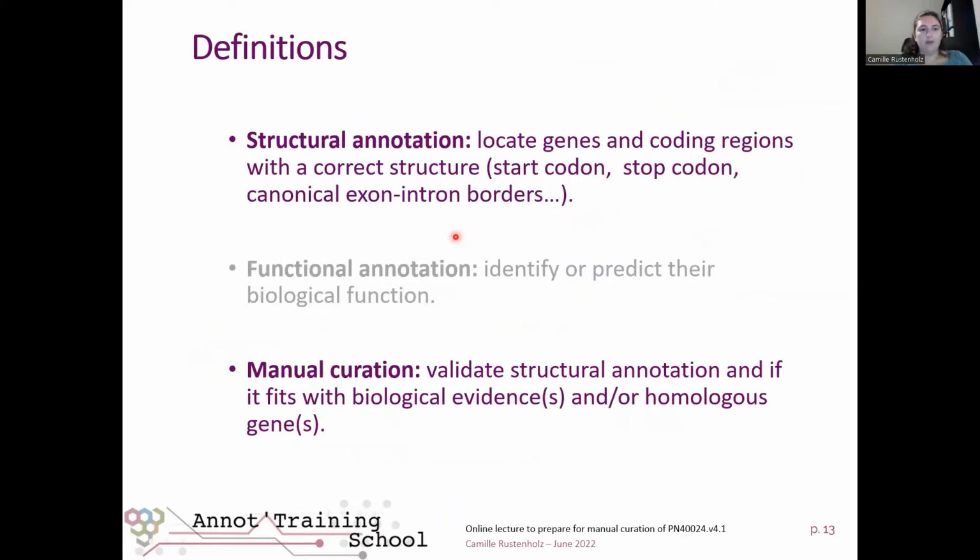So if you go back to the definition, as I told you, next week we are mostly going to focus on structural annotation, less on functional annotation, and we will be performing manual curation, which is about validation of the structural annotation and checking if it fits with biological evidence and/or if it has some homologous genes.